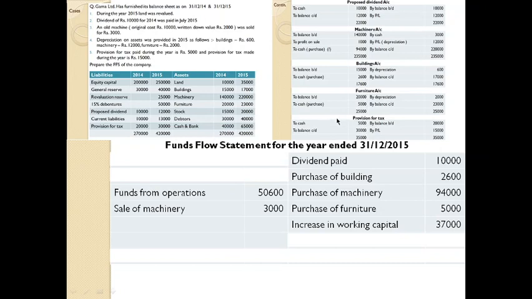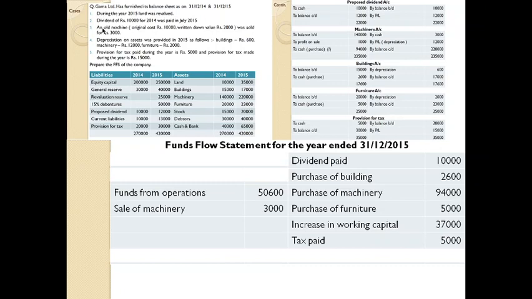And finally, provision for tax: there is only one cash item, that is tax paid during the year. Payment is considered an application, so again it is shown on the application side. So once you are done with the current accounts and non-current accounts, you just go through the question part. Question part means additional information and balance sheet.